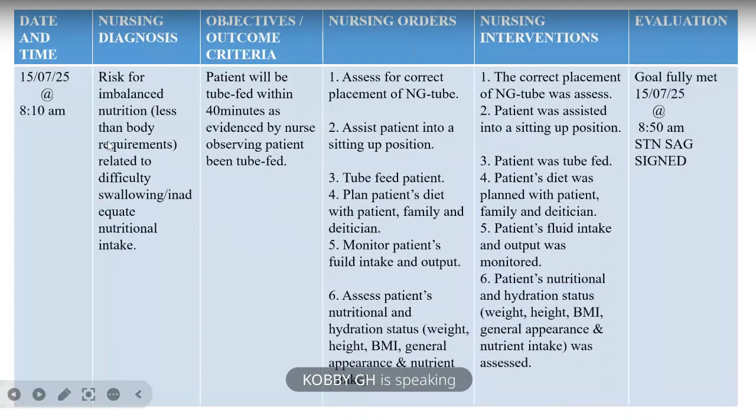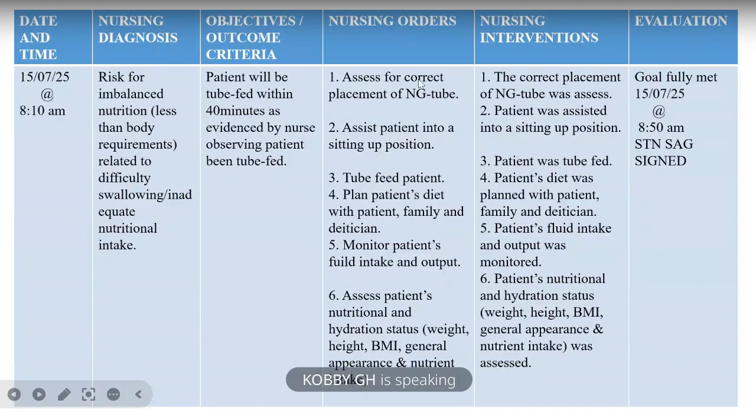Okay, now let's do the diagnosis. Risks for imbalanced nutrition, less than body requirements, related to difficulty swallowing or inadequate nutritional intake. Write it exactly like this. Now, objectives to outcome criteria. Patient will be tube fed within 40 minutes, as evidenced by nurse observing patient being tube fed.